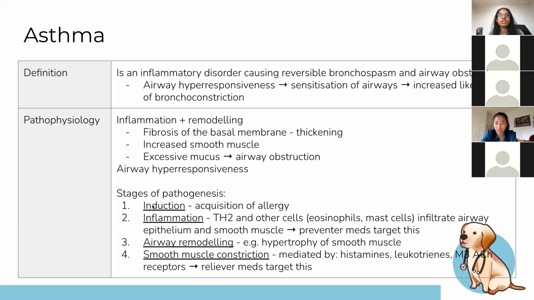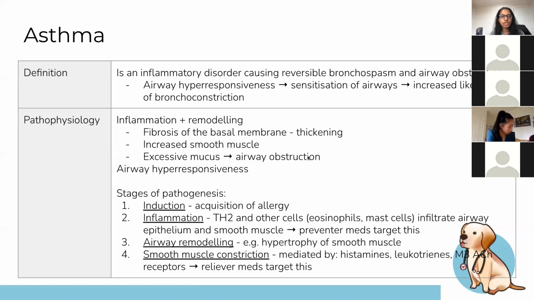remodeling of this. So basically you're going to get induction. So that's the acquisition of the allergy to whatever allergen that the body decides to overreact to. You get inflammation via the immune system, airway remodeling. So this can involve hypertrophy of smooth muscle. So you can imagine the smooth muscle gets bigger and there's more of it as well. And so your airways, the lumen diameter, gets thinner and thinner. So you're starting to create this obstruction. But on top of that, you also get constriction of this smooth muscle. So again, you're reducing the airflow through your lungs.